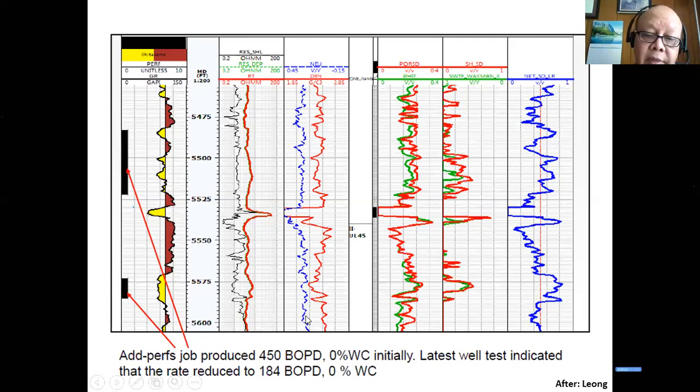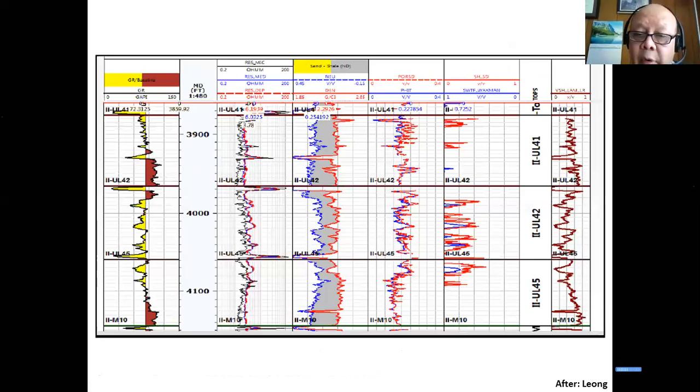And then the latest, at that time, of course, it dropped, because being thinly laminated sands, the production does not sustain for a very long time. So after a couple of years, it went down to 184 barrels of oil, but still no water. Another example here where enhancement has been made using this hydrocarbon saturation based on the sand resistivity. Where there was no saturation before, we have now got hydrocarbon saturation. Where we had poor saturation before, we have enhanced or better hydrocarbon saturation with the Rsand.